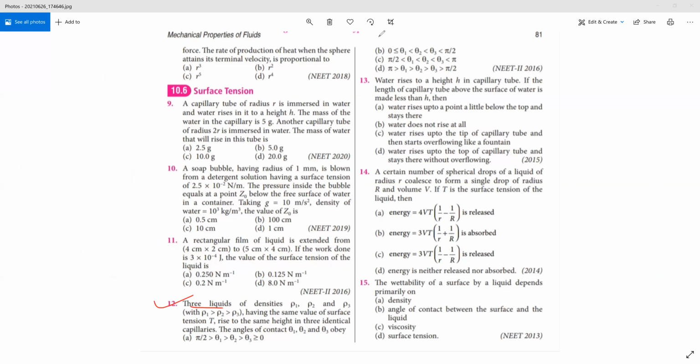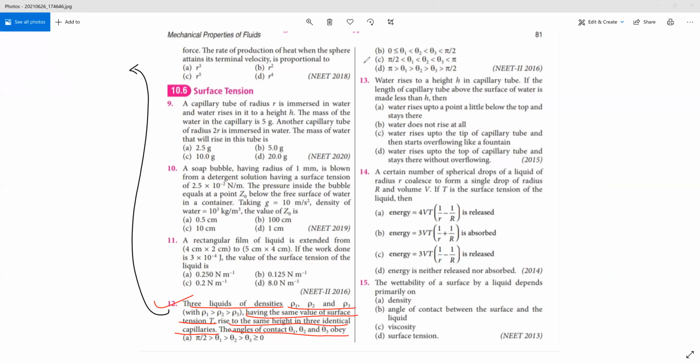Next, 12th one. Three liquids of density rho1, rho2, rho3 having the same value of surface tension rise to the same height in three identical capillaries. The angles of contact θ1, θ2, θ3 obey... So they have given 4 options. Among the 4 options, we have to choose the right one.